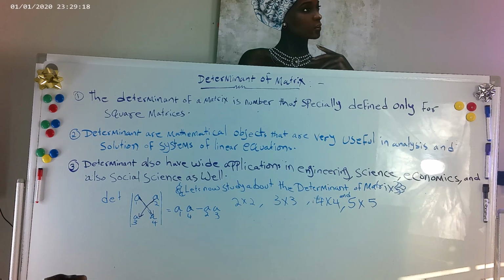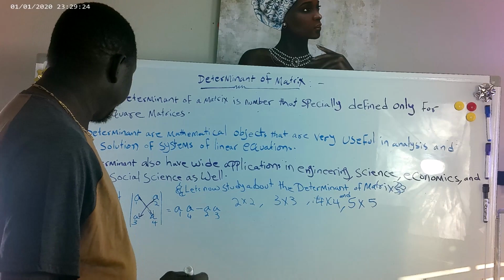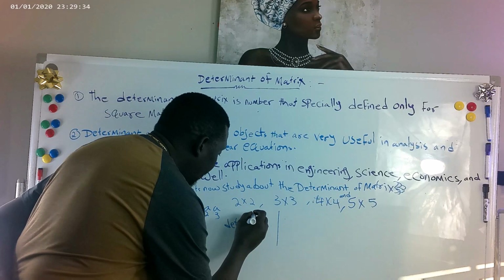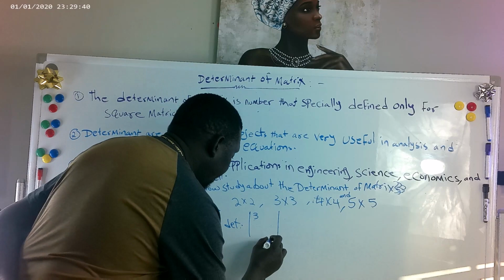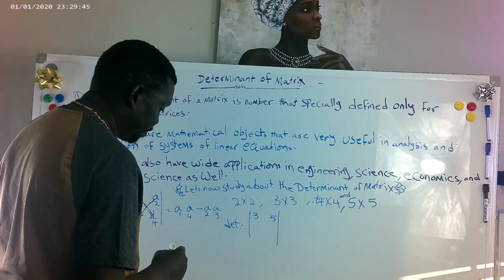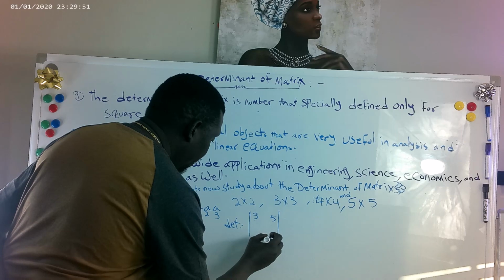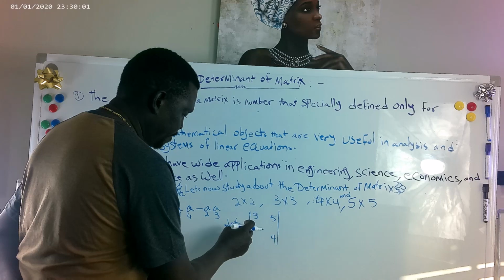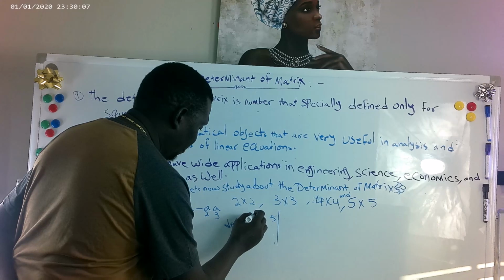But let us do it in numbers. If I have numbers here, I have 3 here, and 5 here, and 3 and 4 here. Let me just switch it like this. Let me say this: 4 and 5, and then 3 and 3.